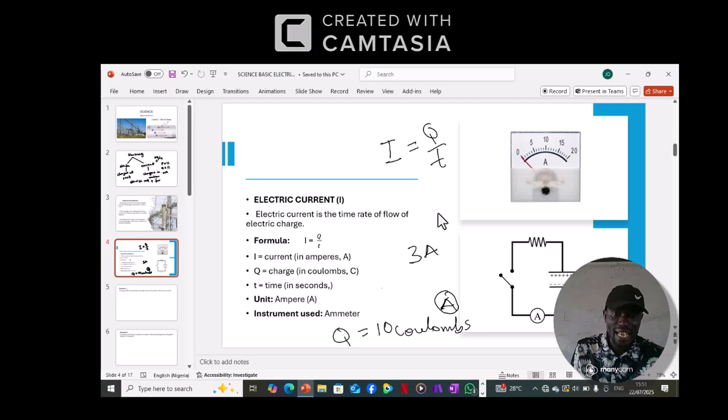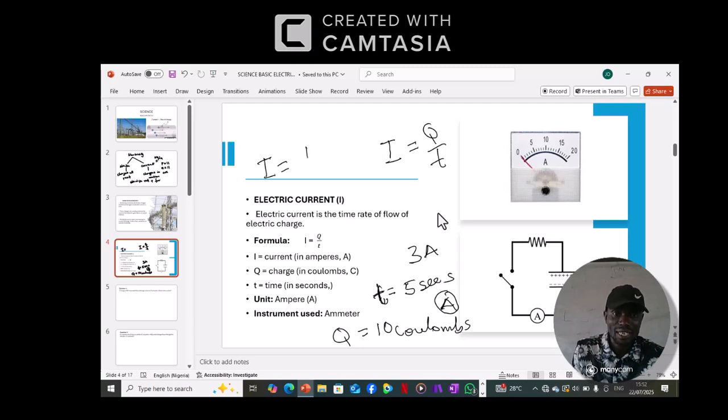Then the time here, let's say the time could be 5 seconds. 10 coulombs of electric charge flow for 5 seconds. What will be the magnitude of the current in the circuit, or in the conductor, or in the wire? So the current I equals Q over T.